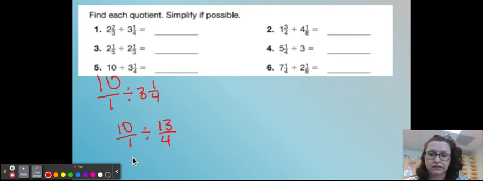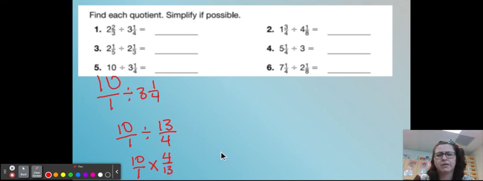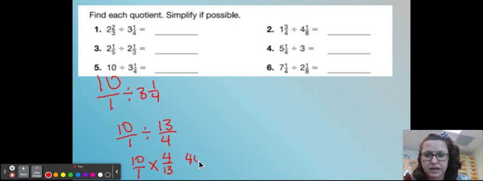Now I do my keep, change, flip. So 10 over 1, keep my first fraction, change my sign, and flip my second to 4 over 13. Well, I'm looking at this and I can't simplify it. 1 and 4, I can't simplify those. 10 and 13, 13 is a prime and 10 does not go into it evenly. So I am ready to multiply. 10 times 4 is 40. 1 times 13 is 13.